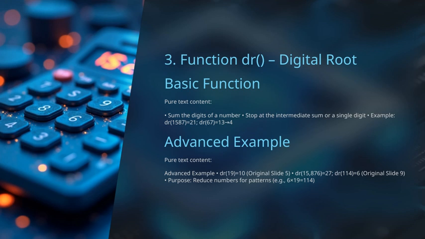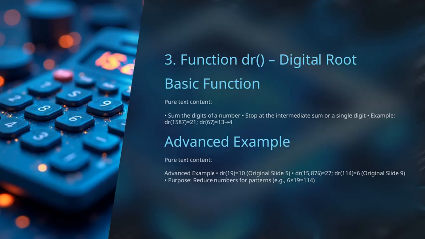Another example is 67. 6 plus 7 equals 13, and then 1 plus 3 equals 4. So the digital root of 67 is 4. Now moving to some advanced examples, which are really useful for pattern recognition and simplification. For instance, doctor 19 equals 10. Here we sum 1 plus 9 to get 10. Then, as before, we could reduce further if needed.